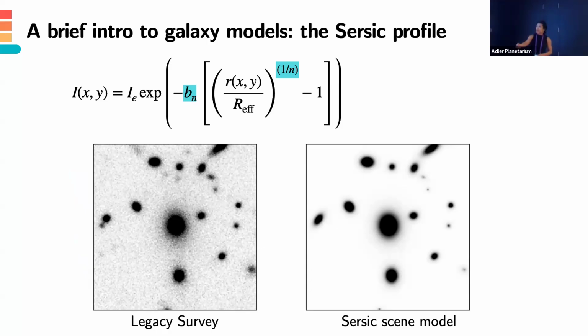So on the left here, I'm showing a cutout from the Legacy Survey, and on the right, this is actually a Sérsic model that I created using the same algorithm that I'm going to walk you through in the problem set. So you can see that it does a pretty good job of replicating the ranges of sizes and morphologies in these objects.